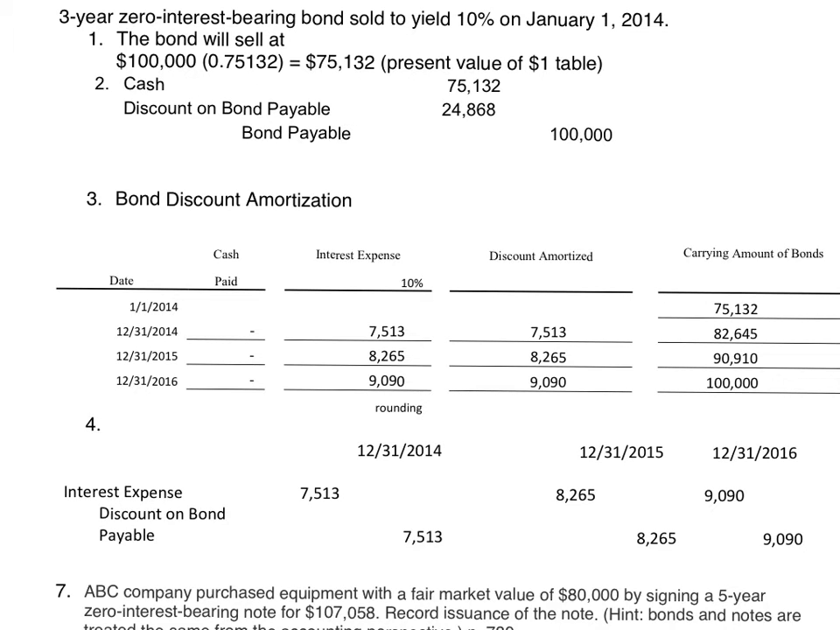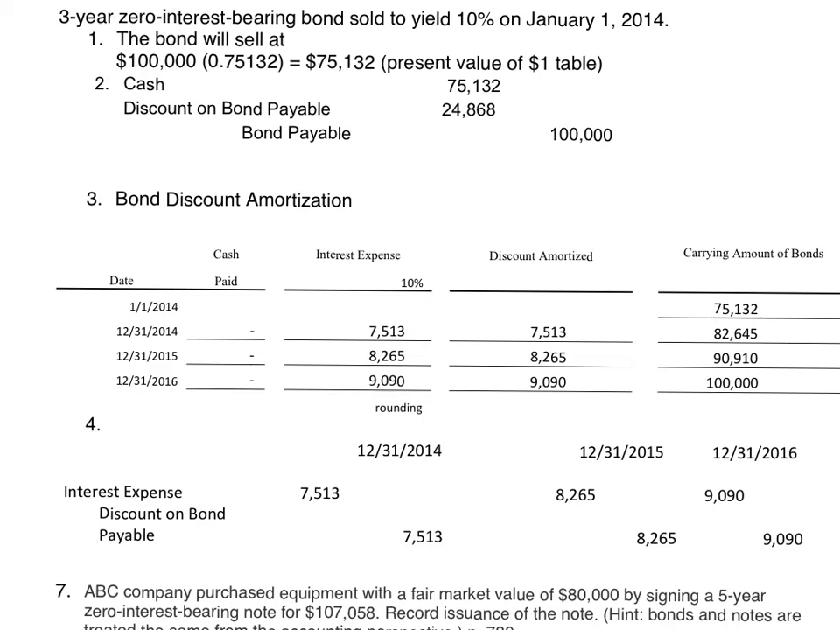I would like to discuss with you zero interest bearing bond recording. First of all, you have to figure out what was the price that was paid for such a bond. We will take a look at all the cash outflows that you will be required to pay. In this case, if there's only one, you will be paying $100,000 at bond maturity on December 31st, 2016.